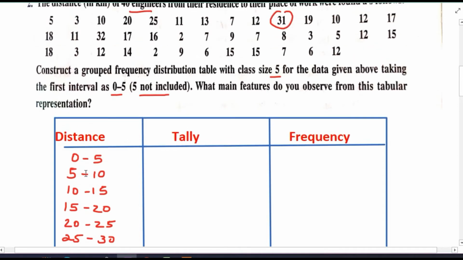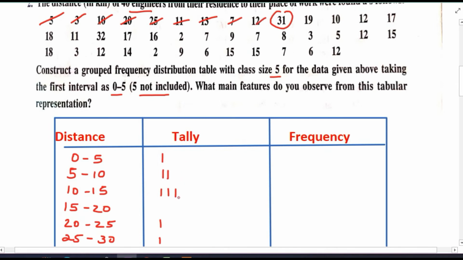First one is 5. So 5 will come in the second class interval. You should notice that it should not come in the first class interval. 5 is included in the second class interval. 3 will come in the first class interval. Again 10, you should not write in the second class interval, it will come in the third class interval. 20 will not come in the fourth one, it will come in the fifth class interval. And 25 will come in the last. Again 11 will come in the third class interval. 13 also will come here. Again 7 will come.